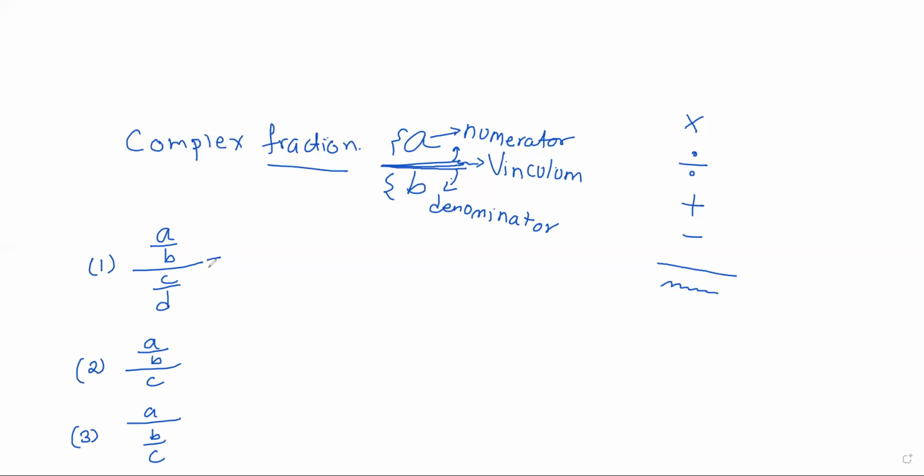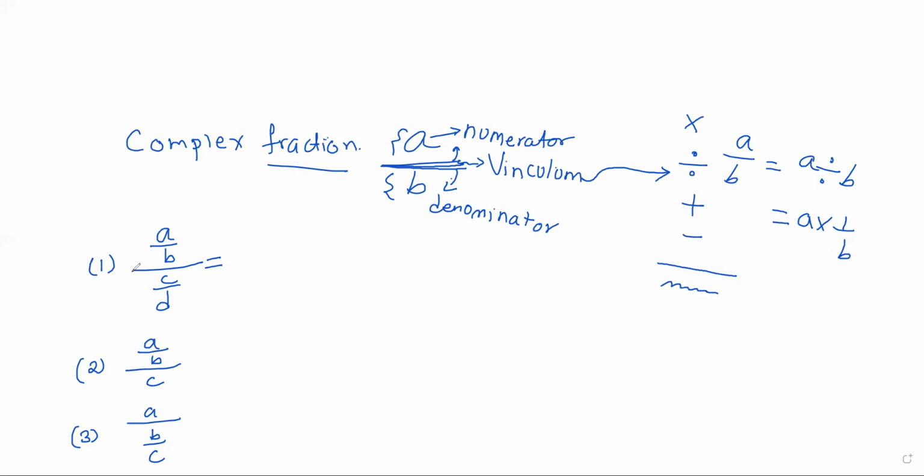Now, in order to simplify these things, what we need to understand is that in a fraction, the vinculum usually refers to division. So that means this A over B can be considered as A divided by B. And then if we use multiplication and the reciprocal, we get A times 1 over B, which you can easily simplify.